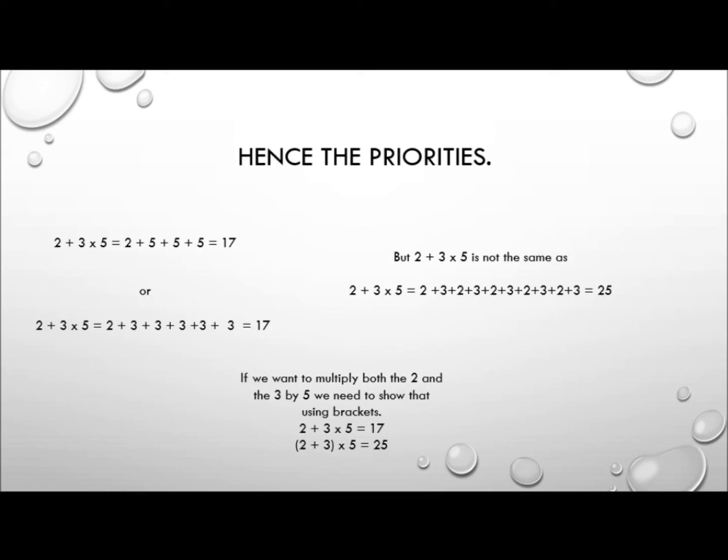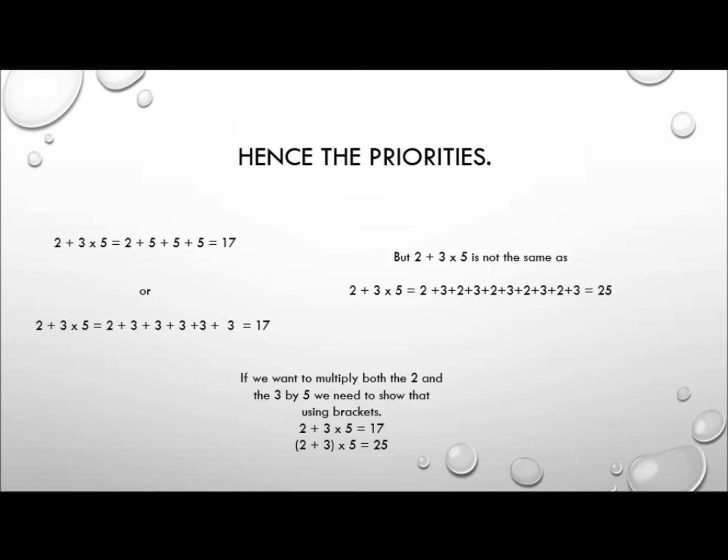If we want to multiply both the 2 and the 3 by 5, we need to show that using brackets. So 2 plus 3 times 5 is 17, and if you say it's 25 in an exam, you would quite rightly be marked wrong. 2 plus 3 times 5 is 17, that's just the way maths works.